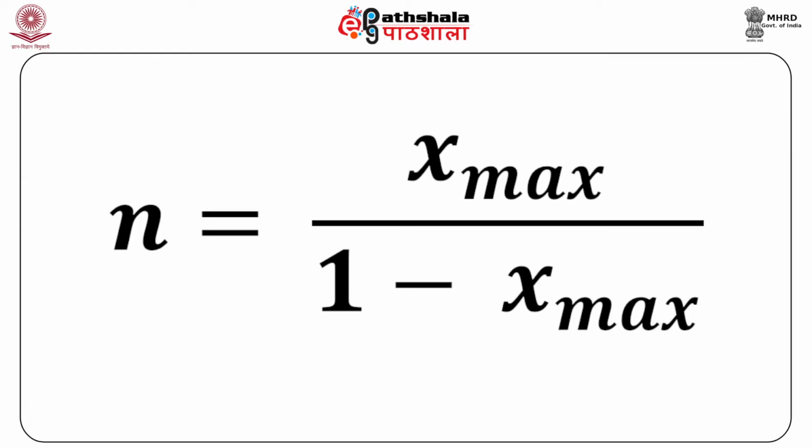as n is equal to, in the numerator, the mole fraction corresponding to the maximum of the curve, upon, in the denominator, 1 minus the maximum mole fraction, or rather one should say 1 minus the mole fraction corresponding to the maximum in the curve. This is a very common method for determination of the composition of complexes.